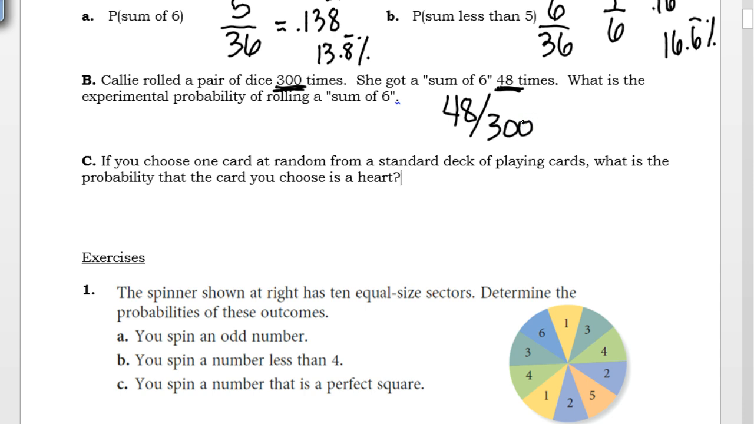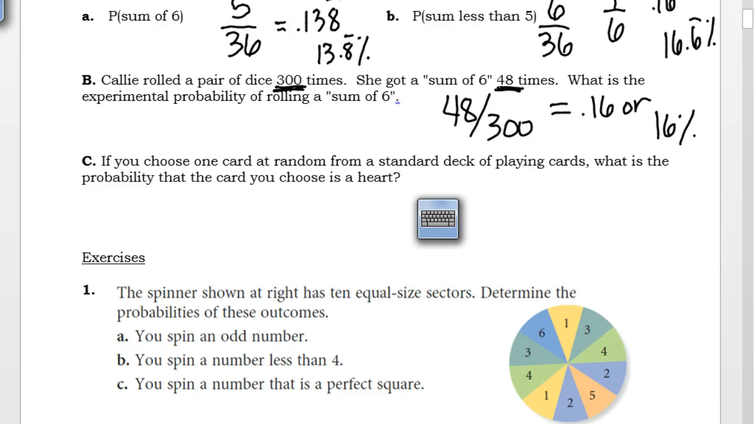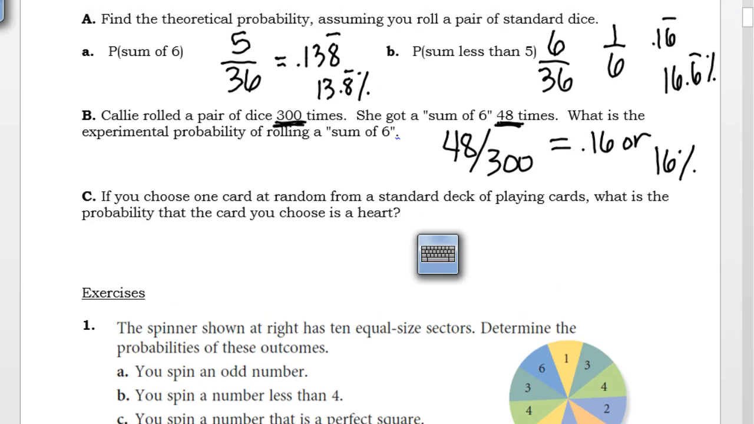And just to see how that compares to the theoretical probability, 48 out of 300 is about 16%. Whereas the theoretical probability, we already calculated right here, was 13.8%, so her experimental probability was slightly higher than the theoretical probability.